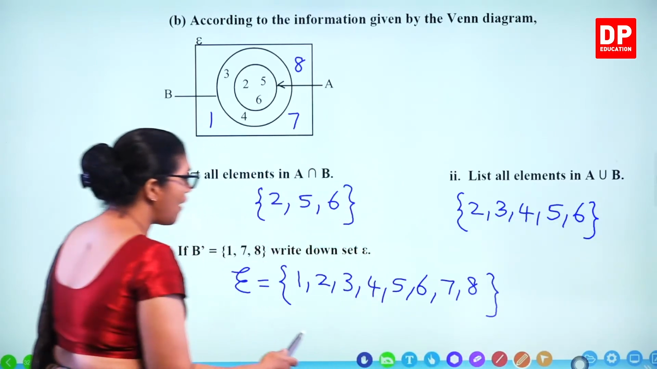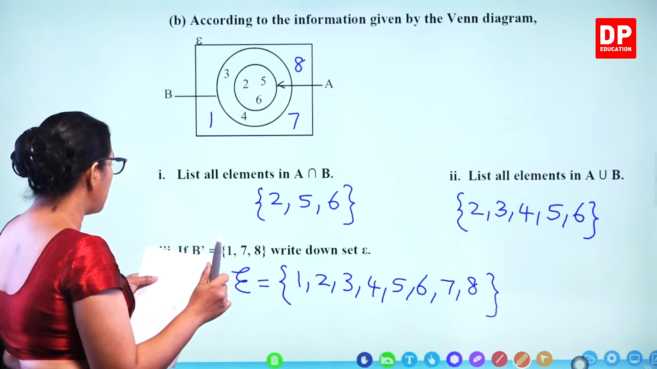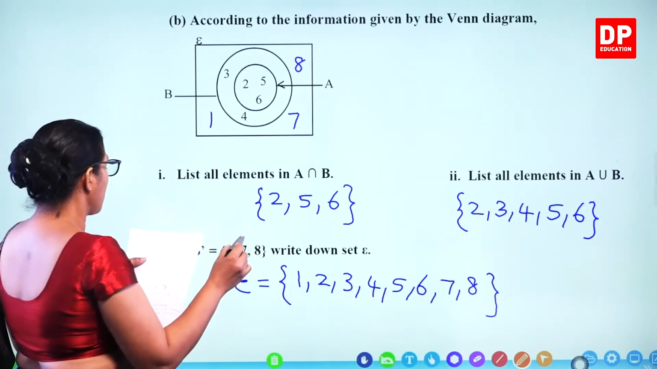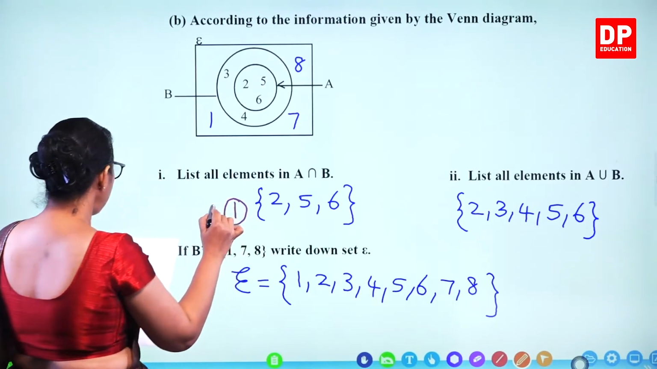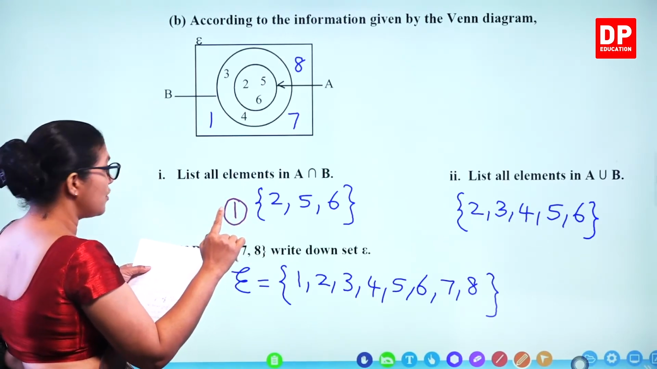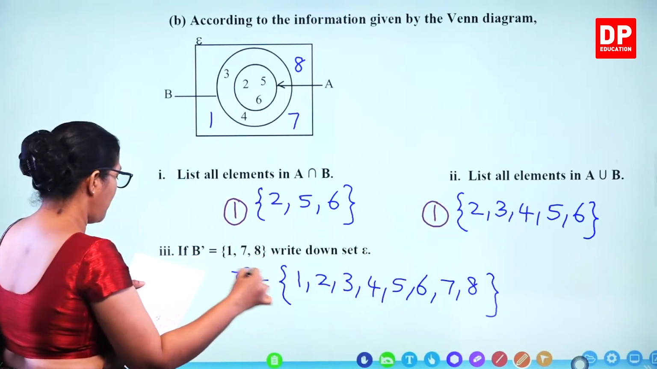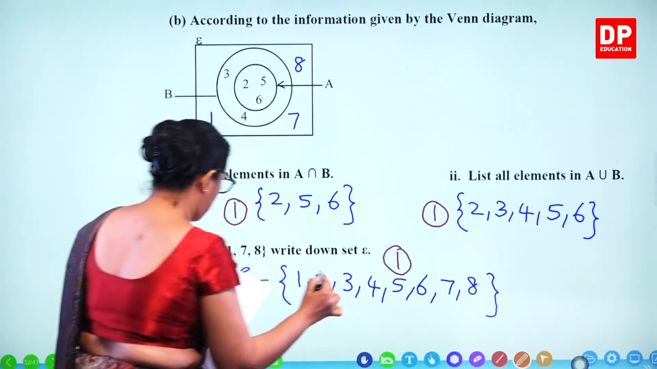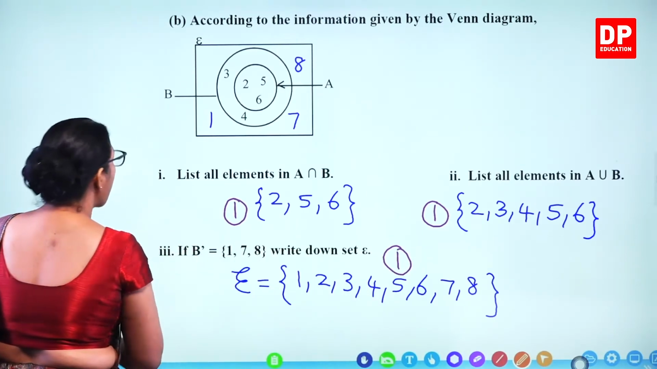So earlier we gave 5 marks. This is also 5 marks. But here another part is there. So 2, 5, 6. 1 mark. 1, 2, 3, 4, 5, 6. 1 mark. And writing epsilon 1 mark. So let's see what's the other part.